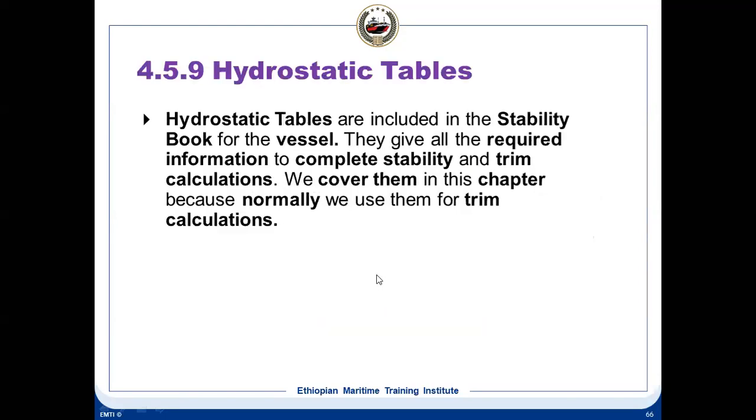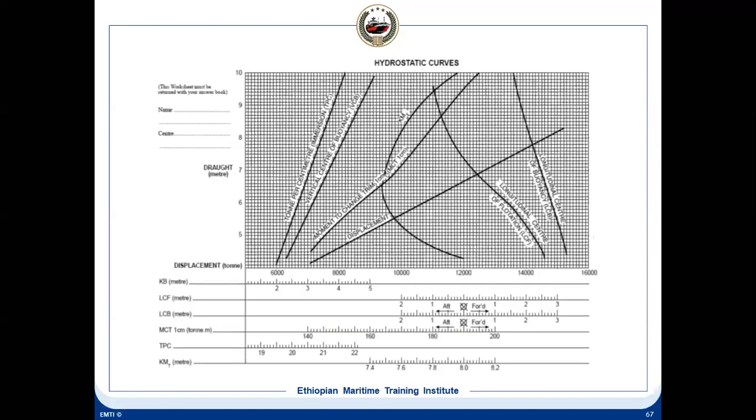Now, another thing is the hydrostatic table. What is a hydrostatic table? It gives you a lot of information which is required for the ship's stability. So this hydrostatic table has a curve and there is also a table format. It has been given for the ship. For the trim calculation, we need to use this. And what is this? Tell me.